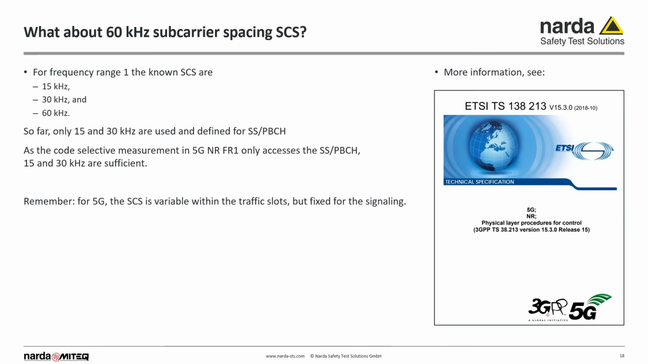What about 60 kHz subcarrier spacing, SCS? Subcarrier spacings of 15, 30 and 60 kHz are defined for frequency range 1. A 5G system can switch dynamically between these spacings or use a mixture of spacings. However, this only applies to the traffic signals. They are fixed for the SSS PBCH and can only be either 15 or 30 kHz. 60 kHz therefore plays no part in FR1 for the measurement of the SSS.